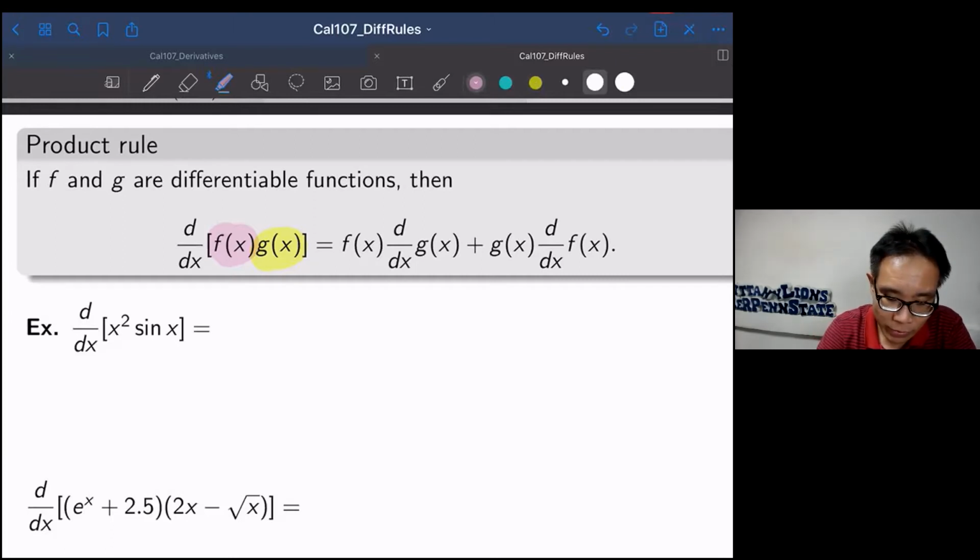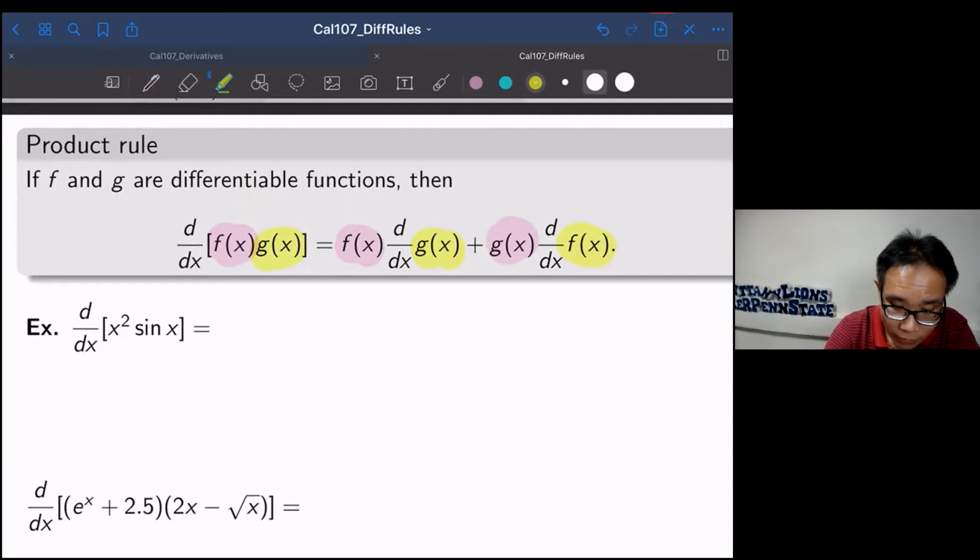So it's going to be the first function, which is the f function, the front function and the back function. Normally, I'm going to say the first function times the derivative of the second function plus the second function times the derivative of the first. So it's the first times the derivative of the second plus the second times the derivative of the first. And this one is called the product rule.